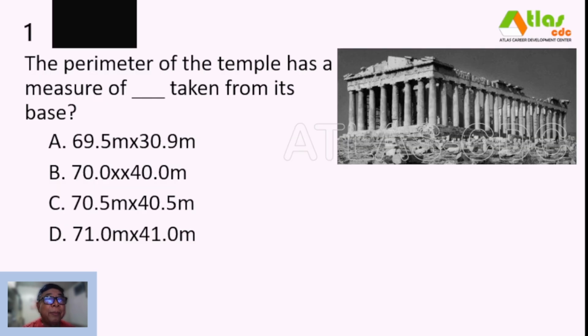So number 1. The perimeter of the temple has a measure of blank taken from its base. A. 69.5 meters by 30.9 meters. B. 70 meters by 40 meters. C. 70.5 meters by 40.5 meters. And D. 71 meters by 41 meters.